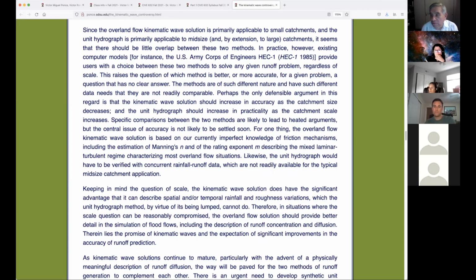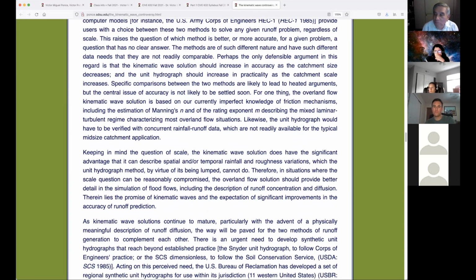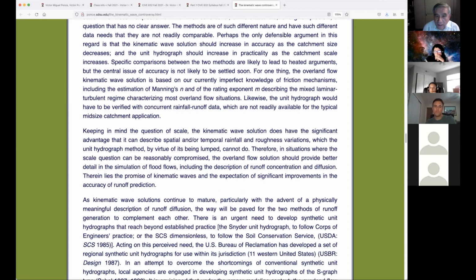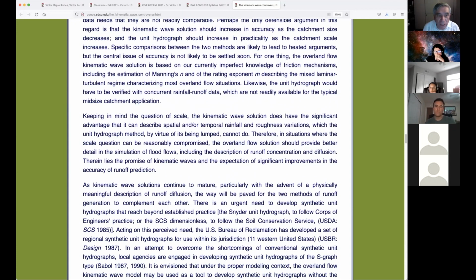You could use Manning, but it's forcing it because you don't have an equation. And most people don't understand what I'm saying in here, by the way. They still believe blindly in the Manning equation to solve all kinds of problems in the overland flow. But that's not true. It would only solve the beta equal 5/3 case correctly. Likewise, the unit hydrograph would have to be verified with concurrent rainfall data, which is not readily available for the typical mid-sized catchment.